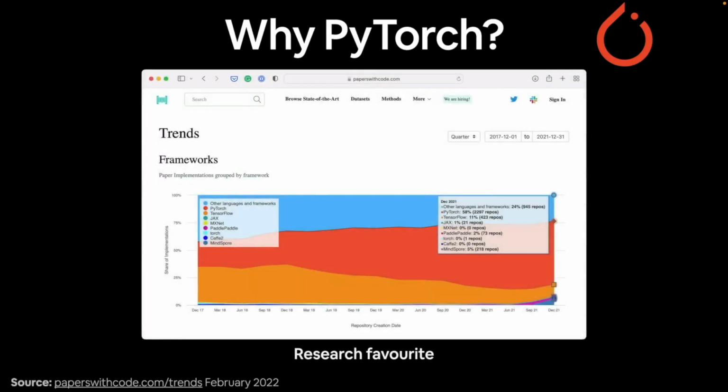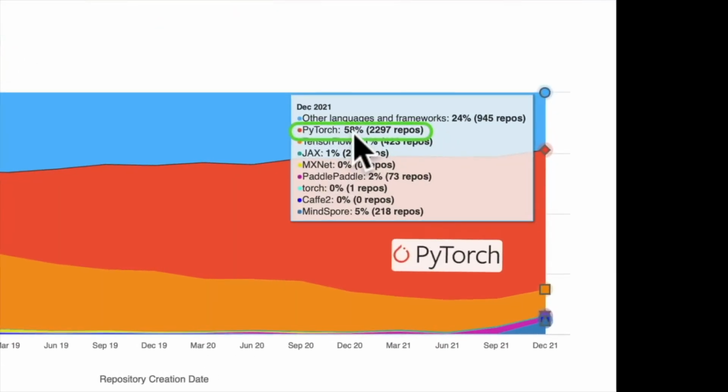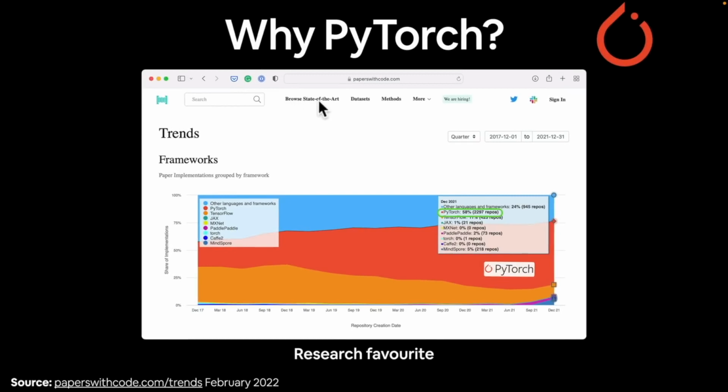Why PyTorch? Well, other than the reasons that we just spoke about, it's a research favorite. I've highlighted it here. PyTorch, 58%, nearly 2,500 repos. If you're not sure what a repo is, it's a place where you store all of your code online. And generally, if a paper gets published in machine learning, if it's fantastic research, it will come with code that you can access and use for your own applications or your own research.